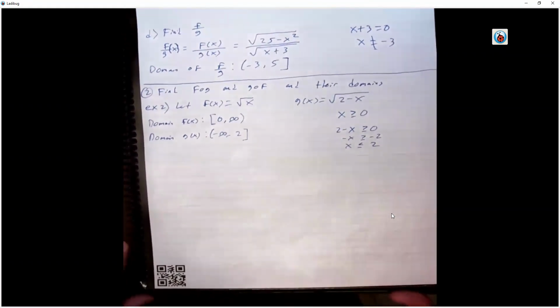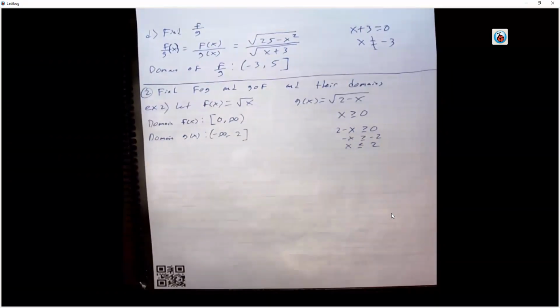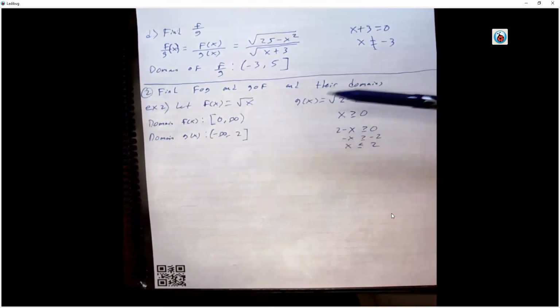Hopefully you guys are more comfortable with domain since it's 2.1, because you're going to need it for this section. And any questions on this stuff here? Can't really start until you have it.